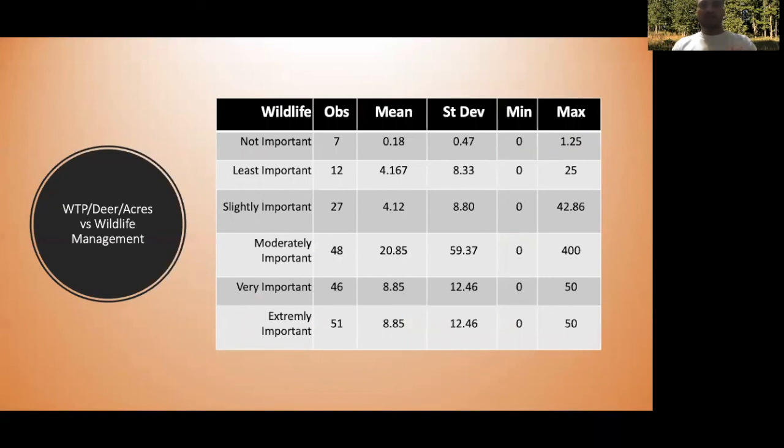Interestingly, landowners who prioritize wildlife management as extremely important are not the landowners with the highest willingness to pay per year per acreage. Landowners who consider wildlife management as moderately important are the landowners with the highest average and highest maximum willingness to pay per year per acreage. Their average and highest willingness to pay per year per acreage are $20.85 and $400 respectively. This might be because landowners focusing on wildlife management might be interested in managing land for more than one species or more than one gaming species. However, landowners who prioritize wildlife management as a not important goal are also those who want to pay least for the deer management.